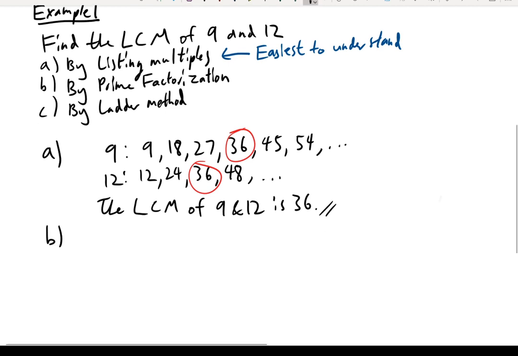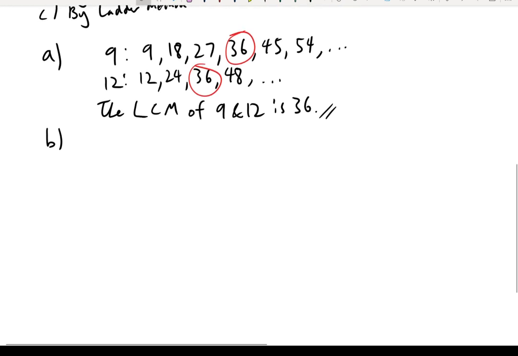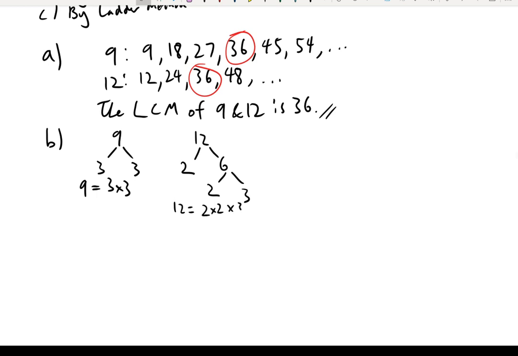Now, by B, if the numbers are bigger and it takes longer to do, instead of listing, which sometimes would take too long, then we might want to use the prime factorization method. And so remember before, I would write down my 9 here, and I would split it into its prime factors, which is 3 times 3. I can write down 9 equals 3 times 3. And then at the side here, 12 is the same as the lowest one is 2 times 6, and then 6 is also 2 times 3. And so 12 is equal to 2 times 2 times 3.